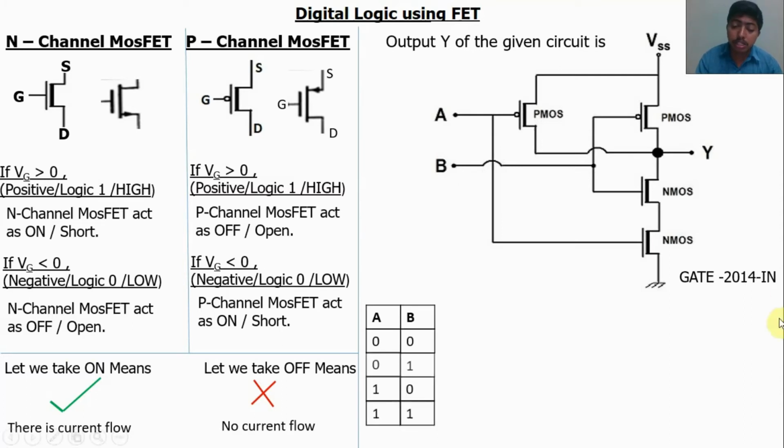Logic 0 means 0 or less than 0 voltage applied. Logic 1 means positive voltage applied.